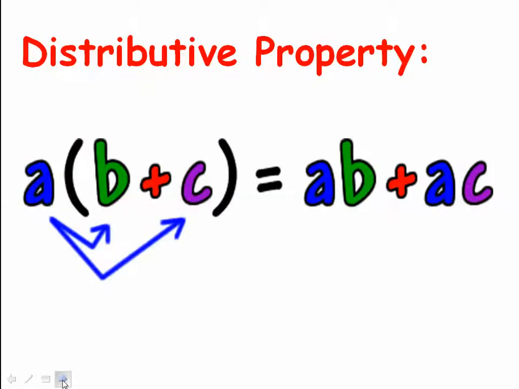So let's first talk about what the distributive property says. The distributive property tells us how to multiply over either an addition or a subtraction problem. Notice the distributive property says that if you multiply A by the quantity B plus C, that is the same as multiplying A times B and multiplying A times C and then adding the two together. Hence the name distributive property. You are distributing the A to the B and you're distributing the A to the C as well.